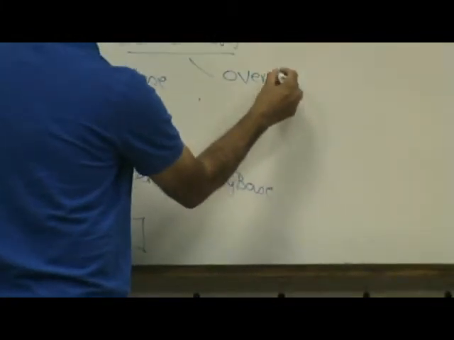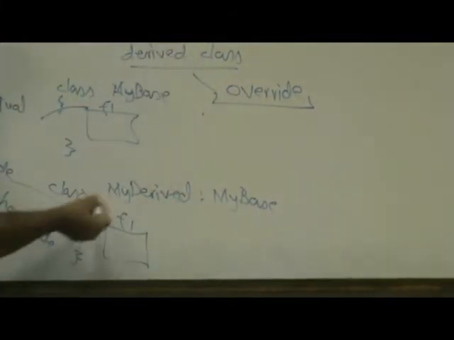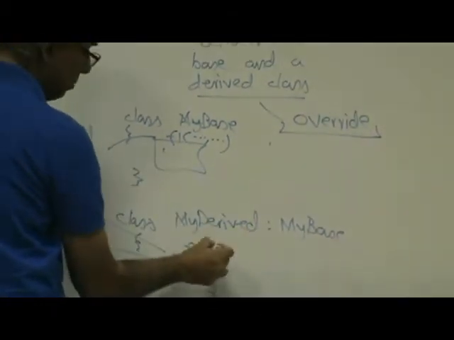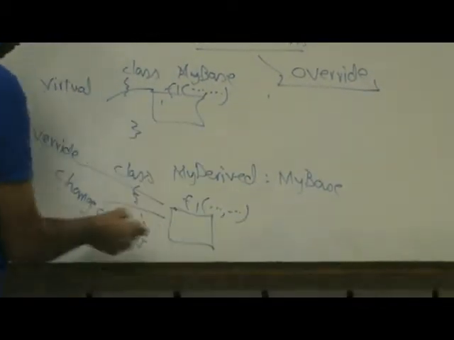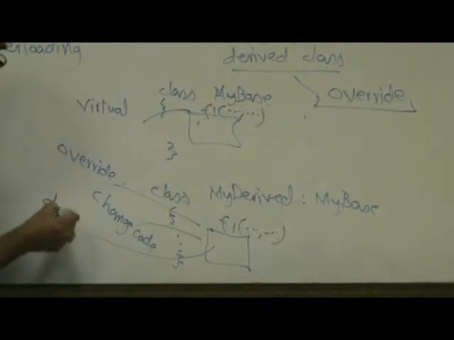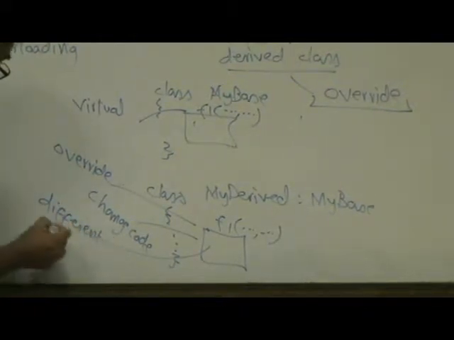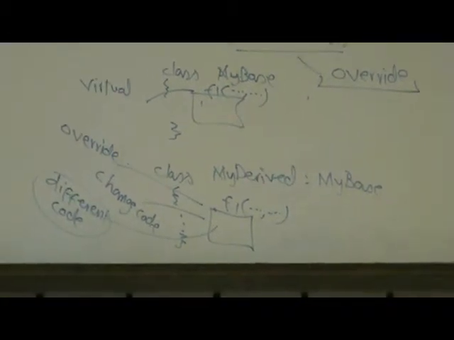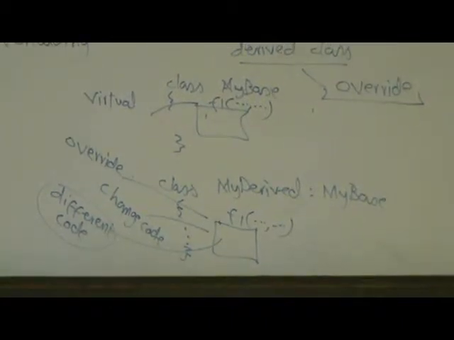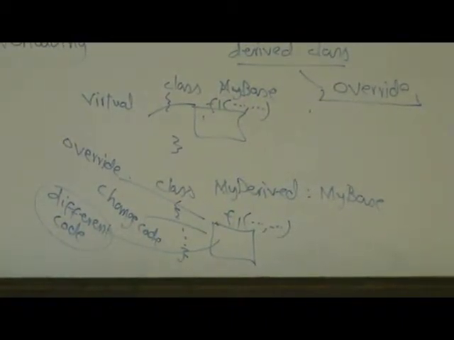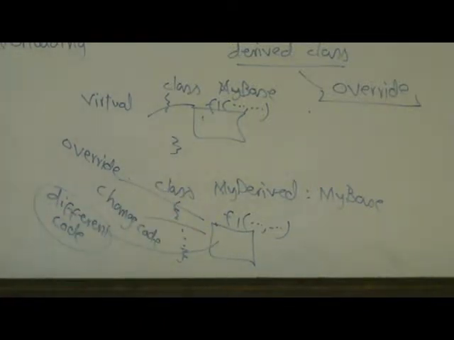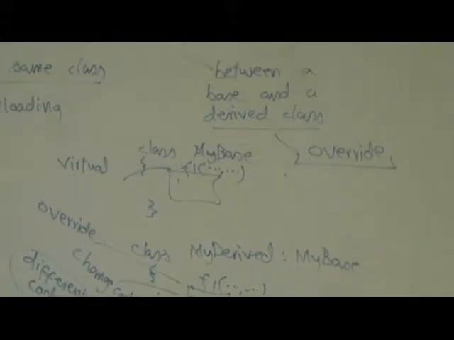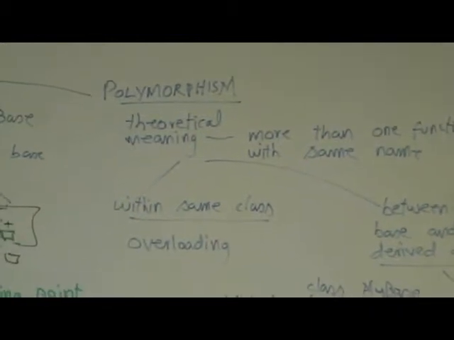the override keyword is used to indicate we have the same method, same parameters, exact same parameters, but different code over here. So this code is different code. So unlike overloading, where the parameters are different, in overriding, the parameters are 100% the same. The name of the function is the same, parameters are the same, but the code inside the function is different. So that's another form of polymorphism.